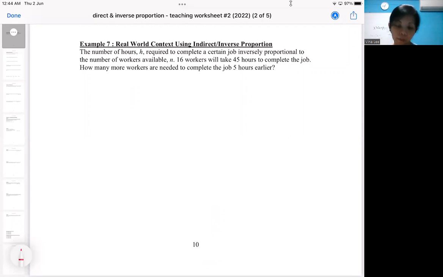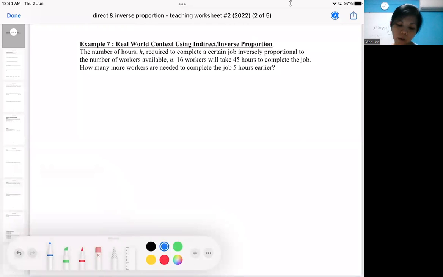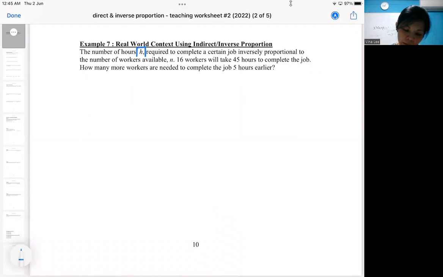So for the same thing like direct proportion, there will be a real world context for inverse proportion. Some of the real world contexts can be very lengthy, so it kind of confuses you. In such a situation, take note of the essential variable. In this case, my concern here is the number of hours to complete a fixed job, and it's related to the number of workers. So that means the number of hours multiplied by the number of workers is equal to the fixed job.